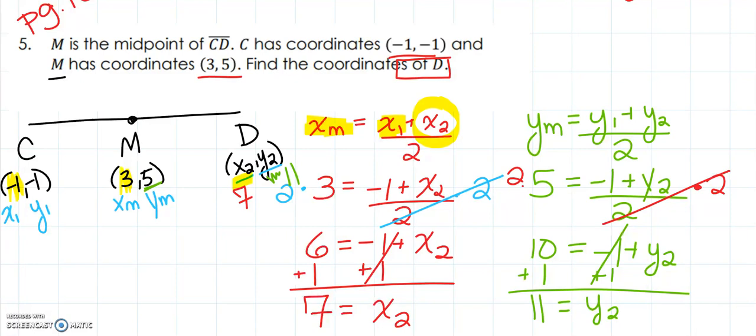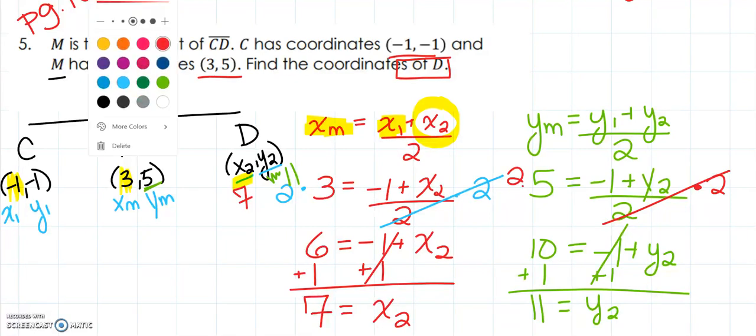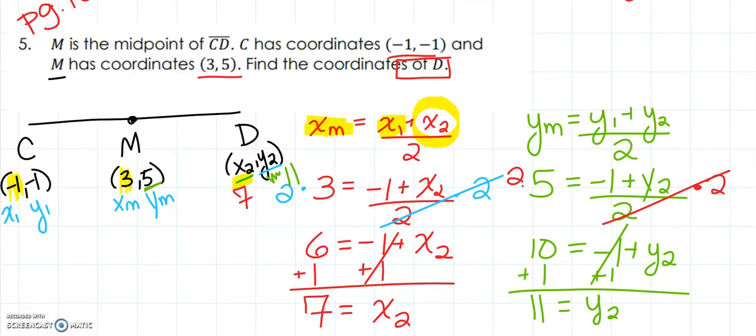So as our final answer, we're going to write down what our final answer is for the coordinate D. Our answer is D has the coordinate 7, 11. This is the algebraic method. It takes a lot of work. I'm going to show you now how we could do this with a visual method.